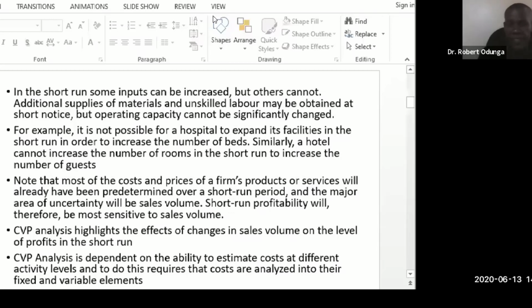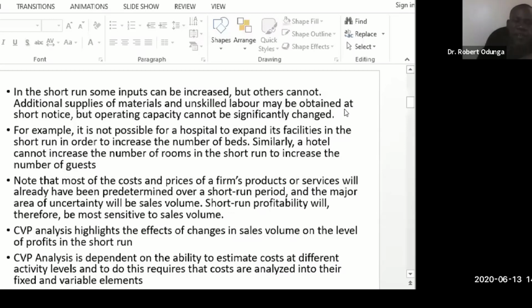Profits are very sensitive to the sales volume in this case, and that justifies why we have to look at it from the short-run point of view. CVP analysis highlights the effects of changes in sales volume on the level of profits in the short run. CVP analysis is dependent on the ability to estimate costs at different activity levels, and to do this requires that costs are analyzed into their fixed and variable elements. This is also another assumption, that we are able to analyze the cost in terms of fixed and variable.